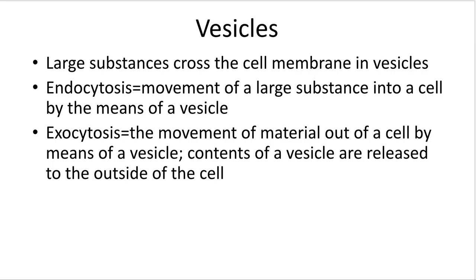The second type of active transport involves vesicles. Large substances cross the cell membrane in vesicles. In endocytosis, large substances move into cells by the means of a vesicle. In exocytosis, materials move out of the cell by means of a vesicle, and the contents of the vesicle are released to the outside of the cell.